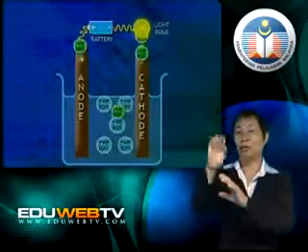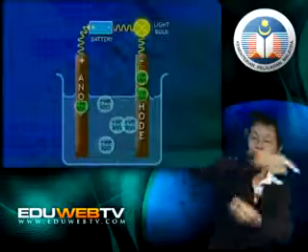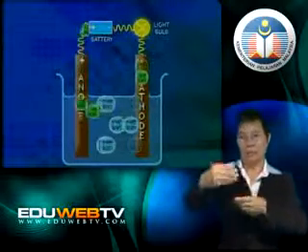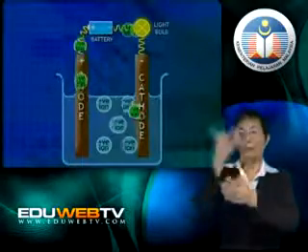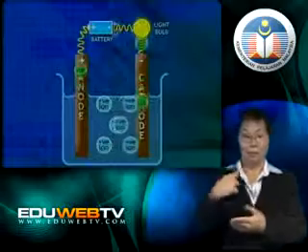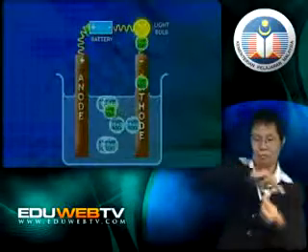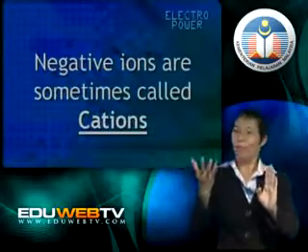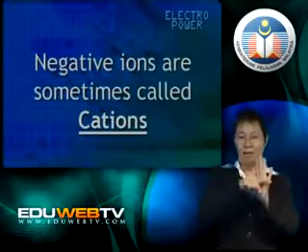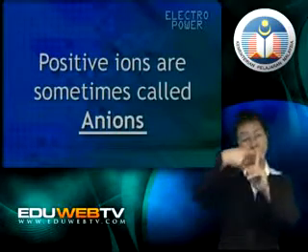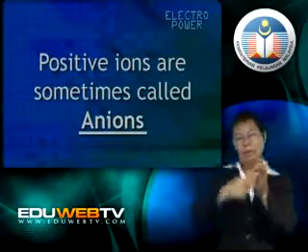All the negative ions go to the anode. Here they give away electrons, and the electrons are sucked back into the positive end of the battery. Therefore, we have a complete circuit. A bulb in the circuit will light up. Negative ions are sometimes called cations, and positive ions are sometimes called anions.